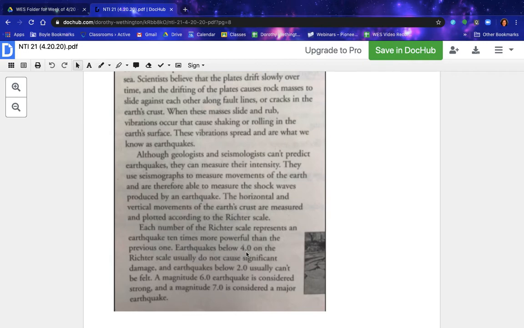Earthquakes below 4.0 on the Richter scale usually do not cause significant damage, and earthquakes below 2.0 usually can't be felt. A magnitude 6.0 earthquake is considered strong, and a magnitude 7.0 is considered a major earthquake.